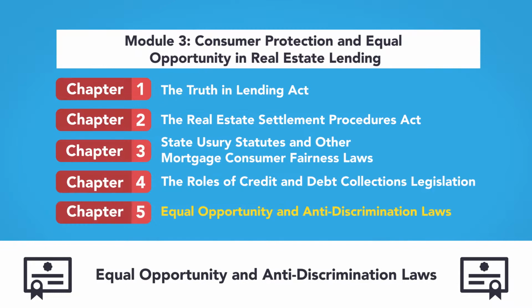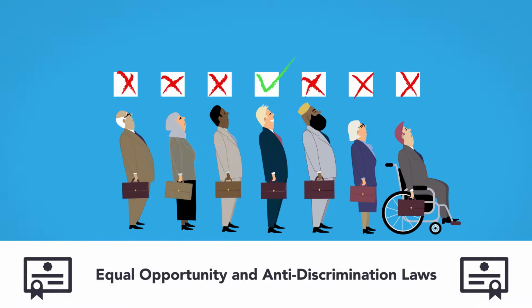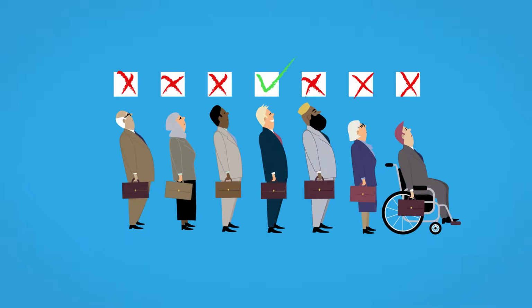Equal opportunity and anti-discrimination laws. When it comes to housing, unfair financial practices are not the only things that consumers have to worry about, as bias and discrimination have been problems in housing. To address this issue, Congress has passed laws aimed at preventing discrimination and ensuring equal opportunity in mortgage lending.